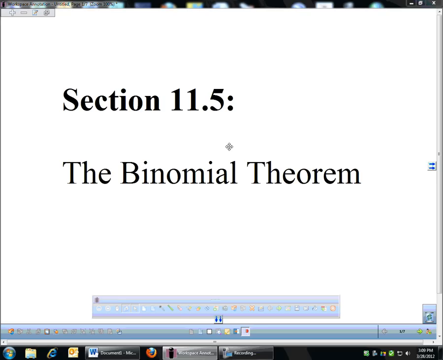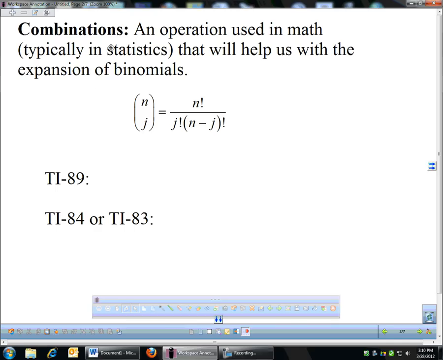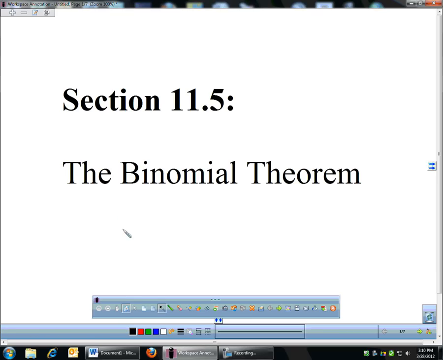We started binomial theorem in class on Wednesday or Thursday, so I'm going to skip to where we dropped off, and we got to combinations. Remember, the whole point of the binomial theorem is to allow you to expand binomials such as (x + 5)^12 without having to write it out 12 times and do a lot of FOILing. So the binomial theorem gives you a way to expand that a little more easily.